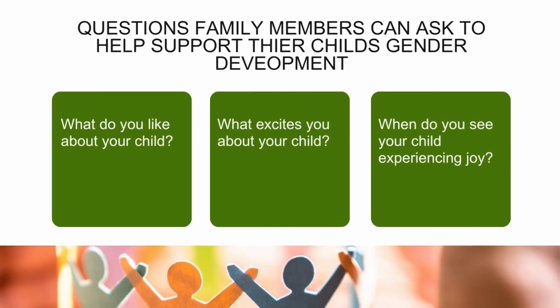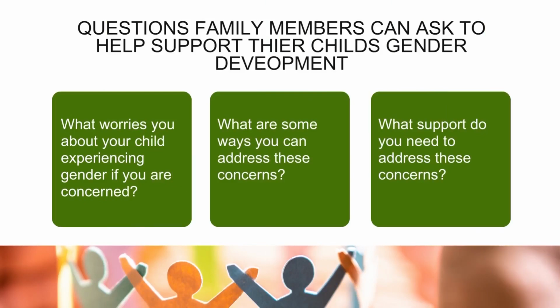Some examples of questions you can ask family members to help them support their child's gender development are: What do you like about your child? What excites you about your child? When do you see your child experiencing joy? What worries you about your child experiencing gender, if you are concerned? What are some of the ways you can address these concerns?